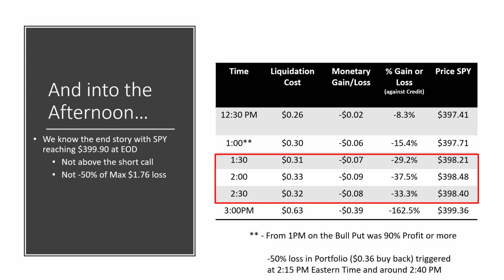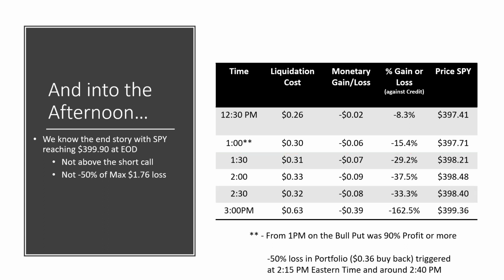SPY is at 398.21. At 2 o'clock, 33-cent debit to close, a loss of 9 cents, or a loss of 37.5% against the 24-cent net credit. SPY is at 398.48. Hesitates a little bit between 2 and 2:30. At 2:30, almost exactly, 32-cent buyback cost, loss of 8 cents, or 33.3% against the net credit. SPY is at 398.40.